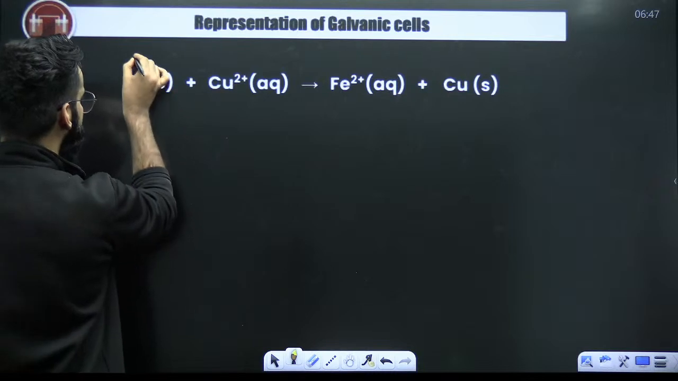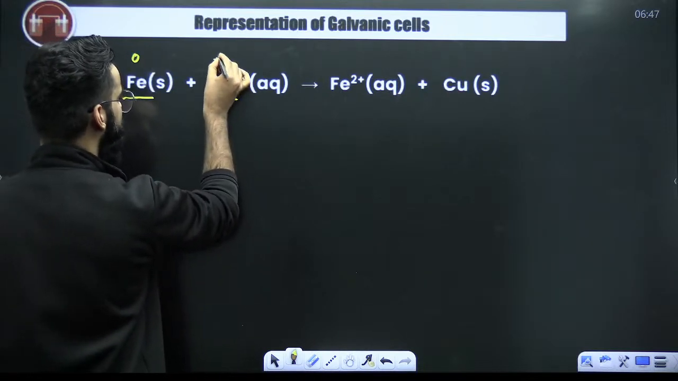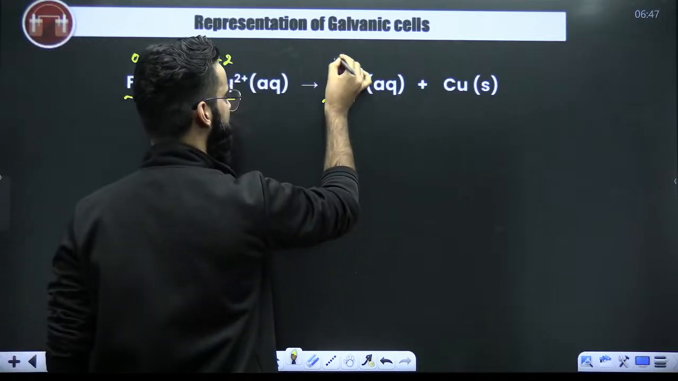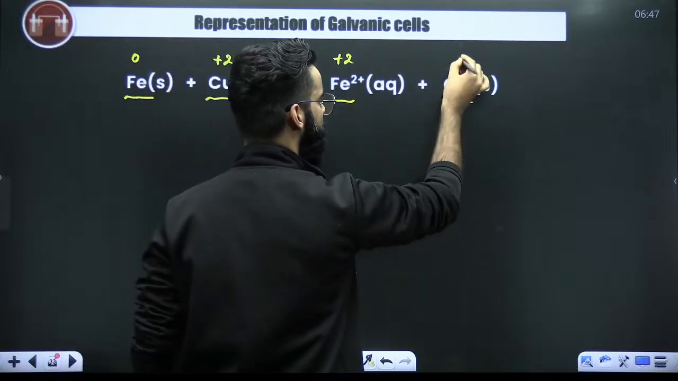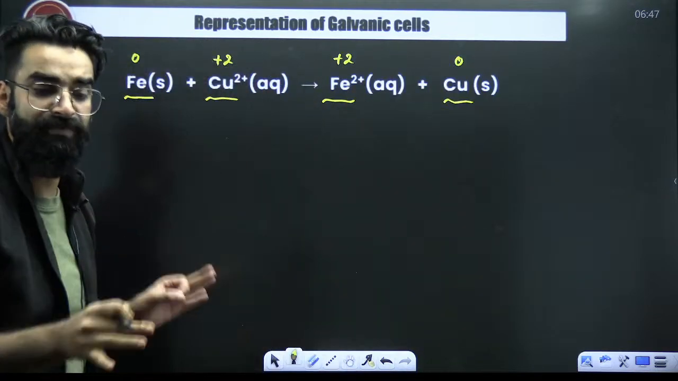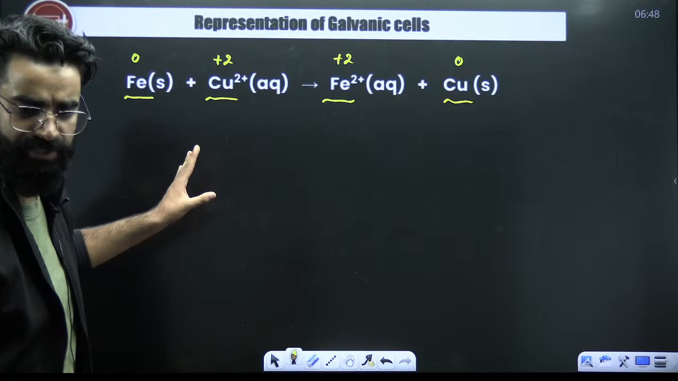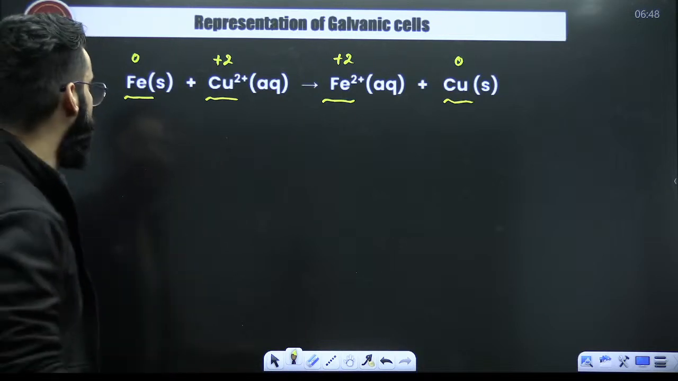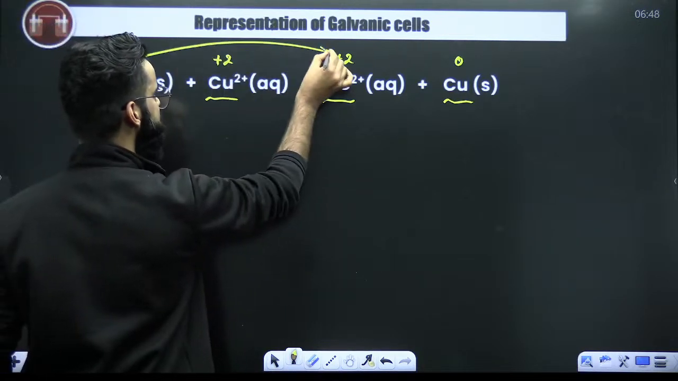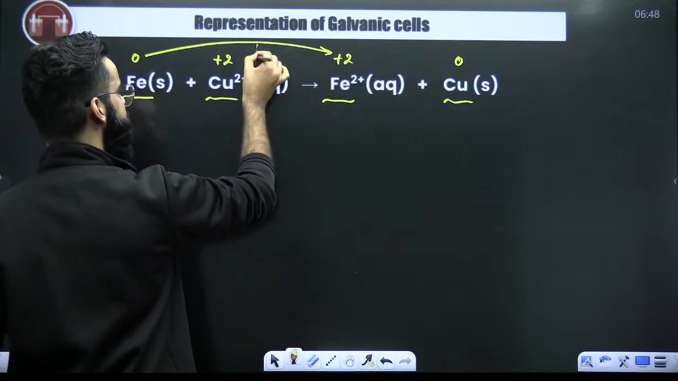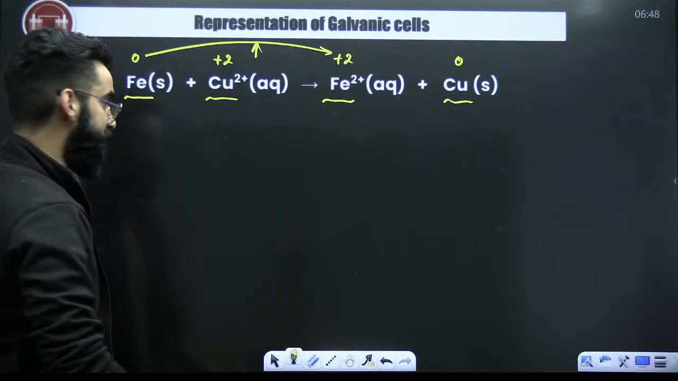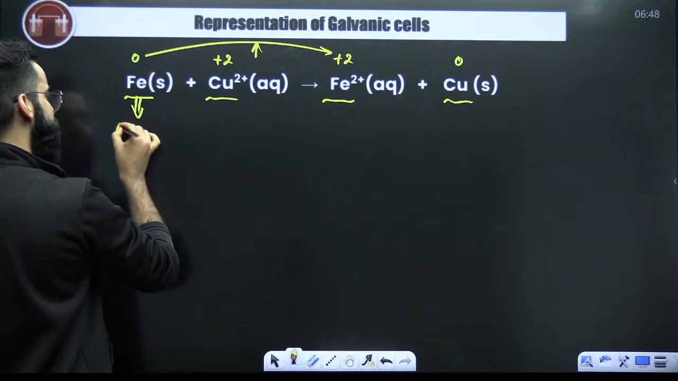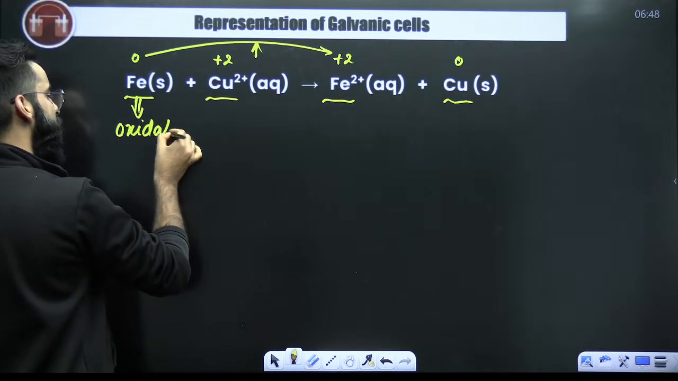What is the charge on this iron? It's 0. Charge on this copper, it's +2. Charge on this particular iron, it's +2. Charge on this copper, it's 0. Identify, first of all, which one is your anode and which one is your cathode. Iron is changing its oxidation state from 0 to +2. 0 to +2 means increase in the oxidation state. Increase in the oxidation state means oxidation. So this particular iron is undergoing oxidation.